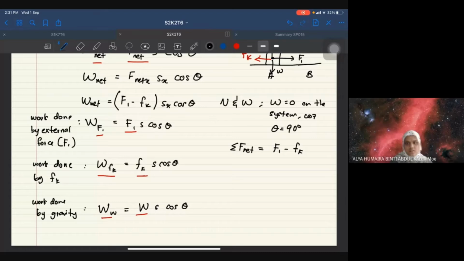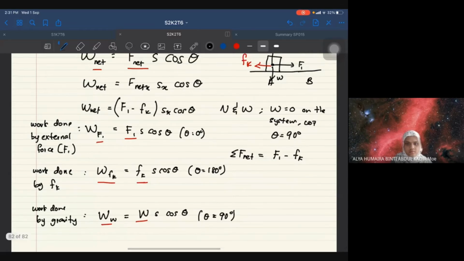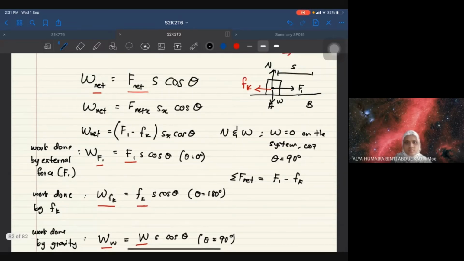90. Theta. 90 kan? Yes. Okay, it's actually 90. So in this case theta sama dengan 0 degree. This one is theta sama dengan 180 degrees. And this one is theta equals to 90 degrees. Okay, kenapa 90 degrees? Because the weight is pointing downwards and the S is pointing to the right.